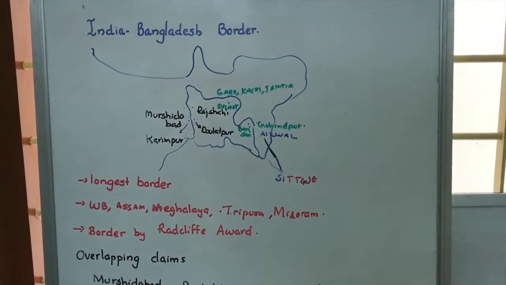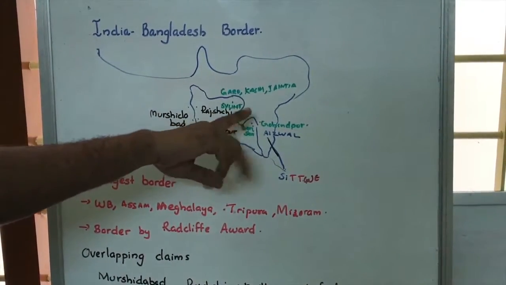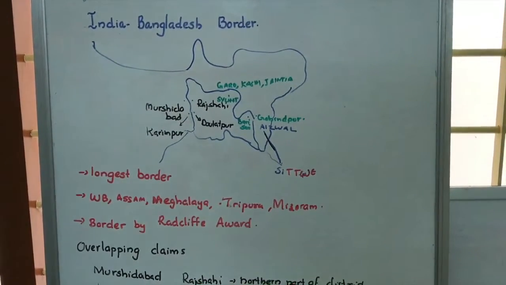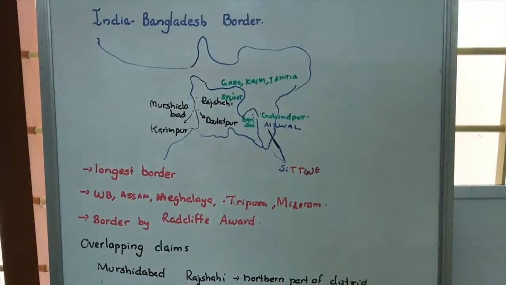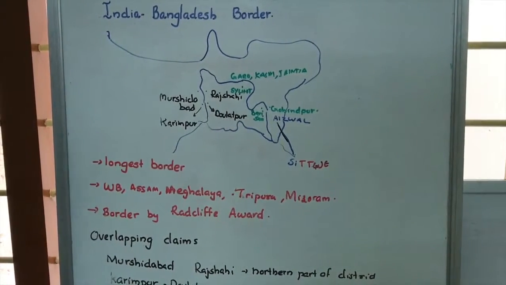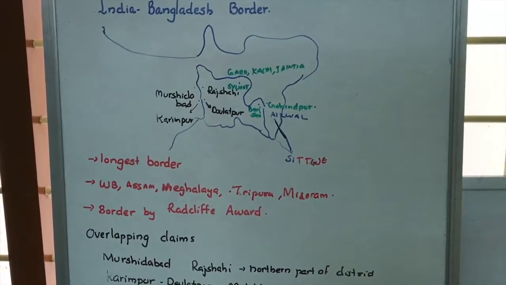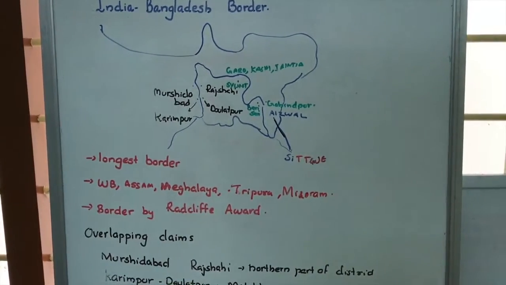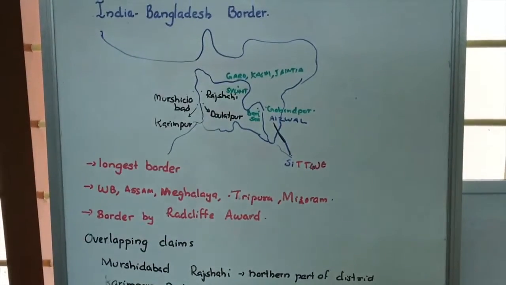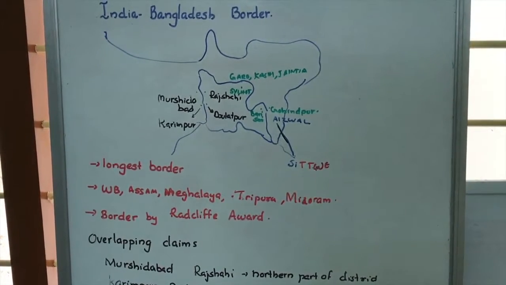So first of all, West Bengal, Meghalaya, Tripura, Assam, and Mizoram are the 5 states which share a border with Bangladesh. And the claims are, first, in Bangladesh there are mainly 2 overlapping claims. The first one was Murshidabad, Rajshahi. These are 2 districts, in India and Bangladesh, and they claimed the same area.